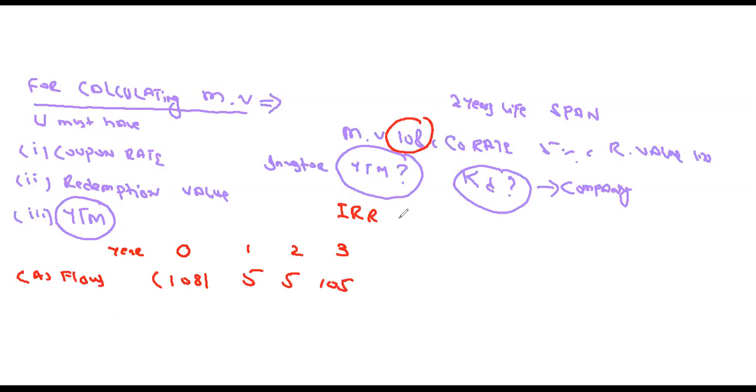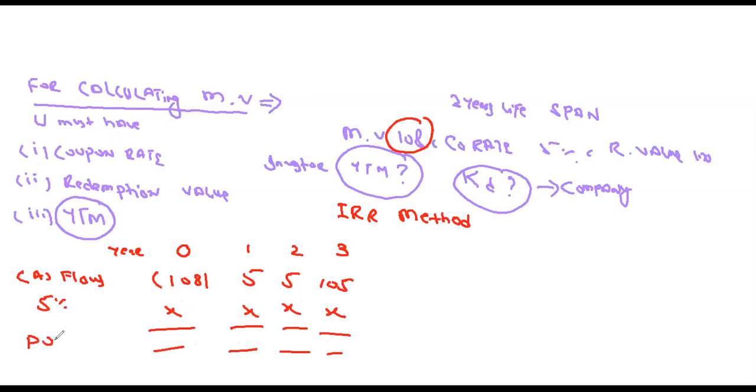What are we going to apply? The IRR method. We will select a rate, for example, 5%. What are the discount factors? You will choose from the discount table. And for example, if the answer is positive, again you will extrapolate, and again the same calculation.